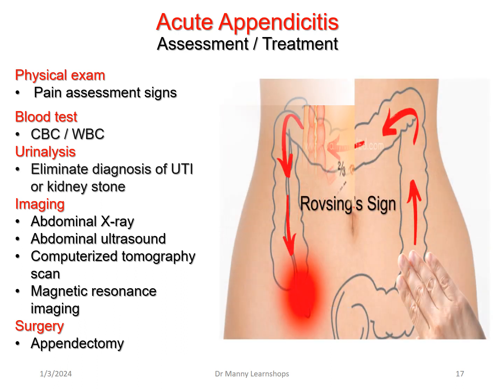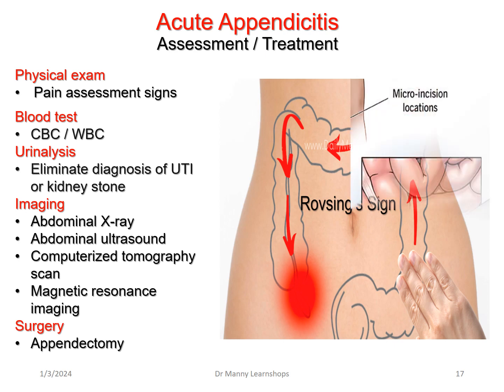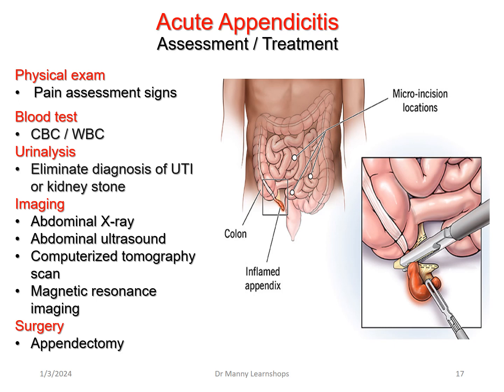Here's another example, Rovsing's sign. Rovsing's sign is where you press in the left lower quadrant, and as a consequence of the pressure, this will cause right lower quadrant abdominal pain if it's appendicitis. Rovsing's sign. As far as treatment goes, if it is appendicitis, typically an appendectomy will be performed. Removal of the appendix.